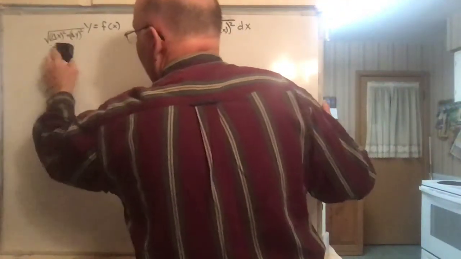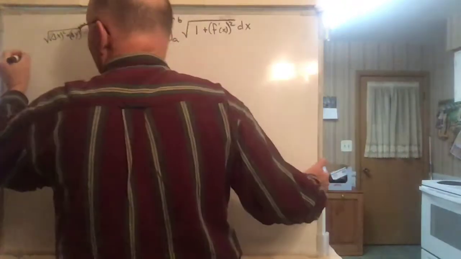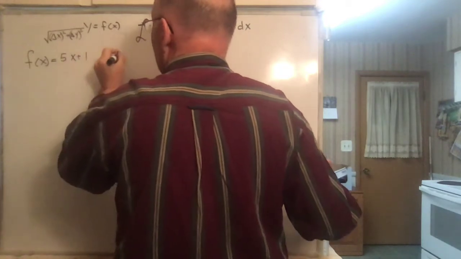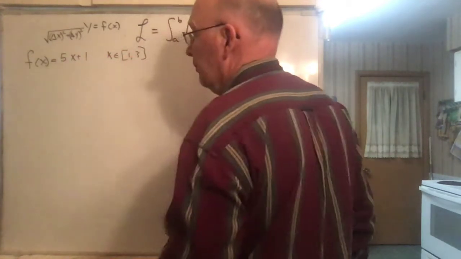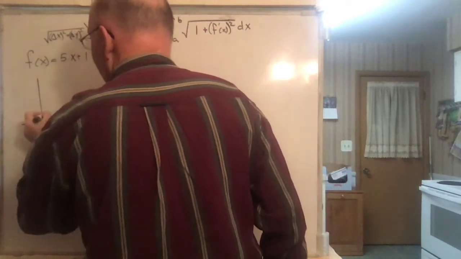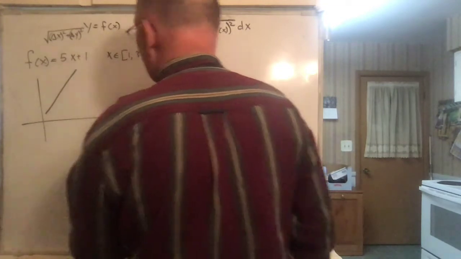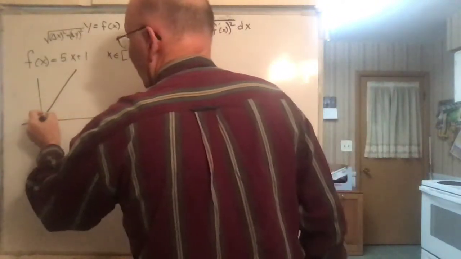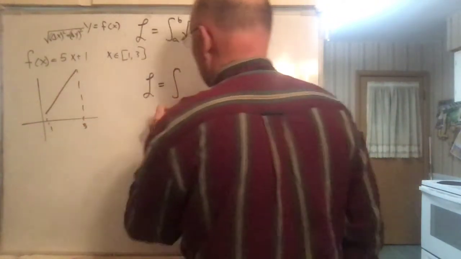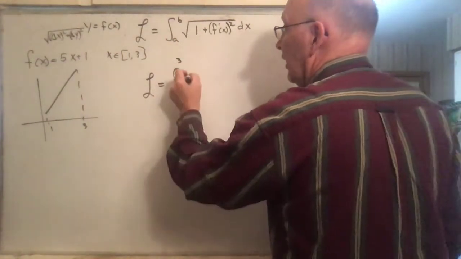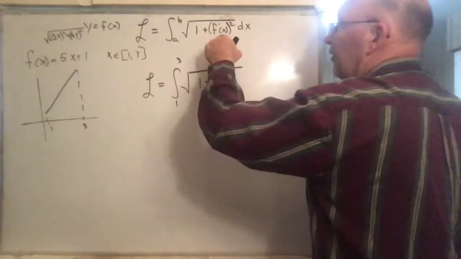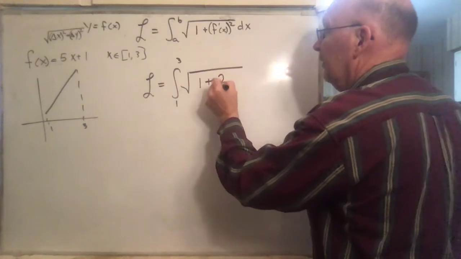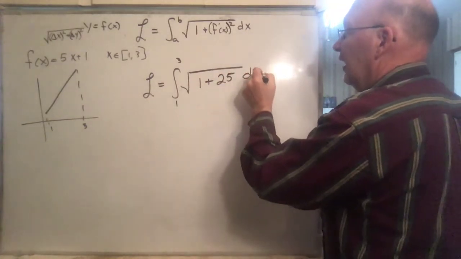Let's first use it on the problem that we've already done. What was that again? It was f of x is equal to 5x plus 1, where x was between 1 and 3, I believe. Is that right? And so that was this line right here. And so what does this formula say? It says the length is equal to the integral from 1 to 3 of the square root of 1 plus the derivative. Well, the derivative of this, of course, is just 5. 5 squared is 25. And then you have dx.